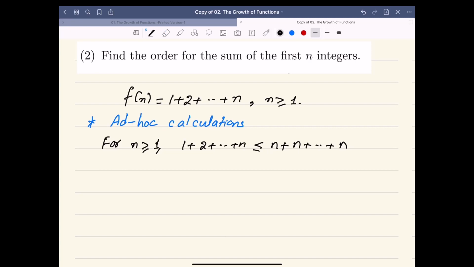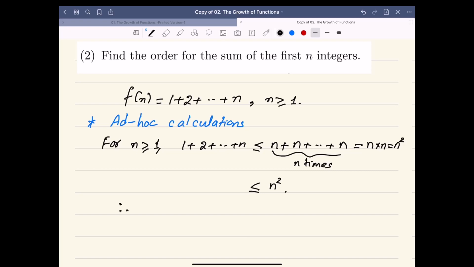So how many n do we have here? Since we are adding n numbers, this is n times. And this is equal to n times n. Let me just write it. n times n, which is equal to n squared. So now we have less than or equal to n squared.